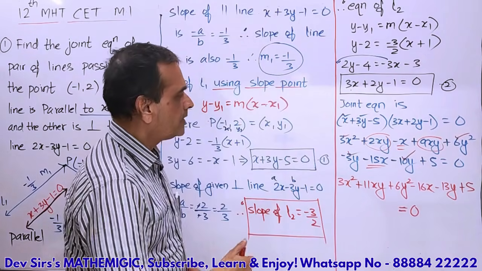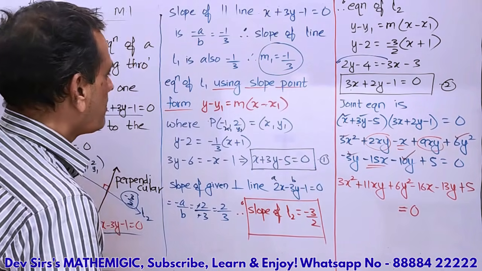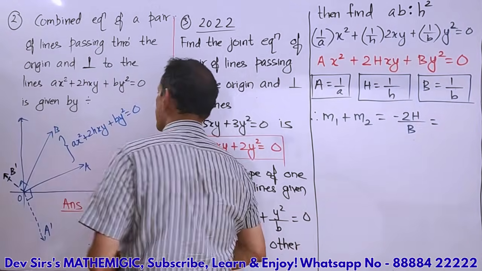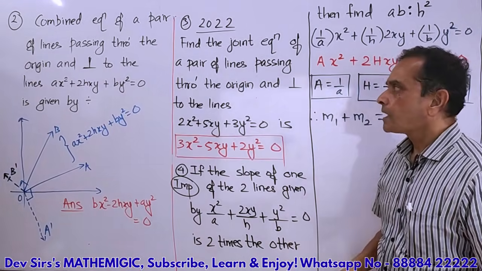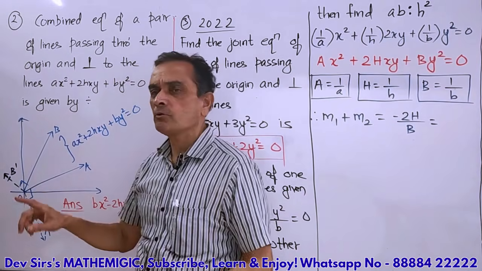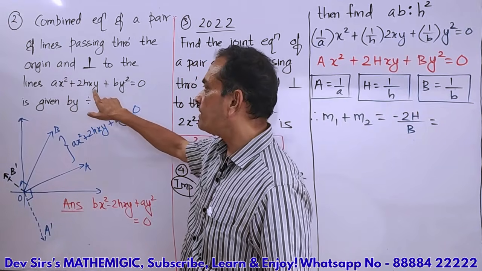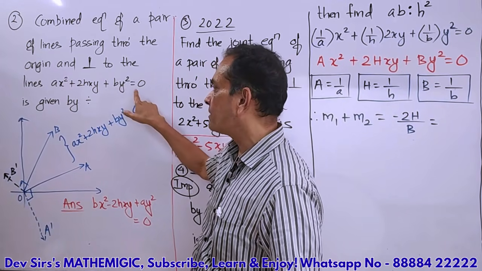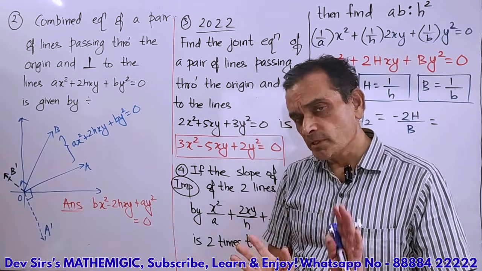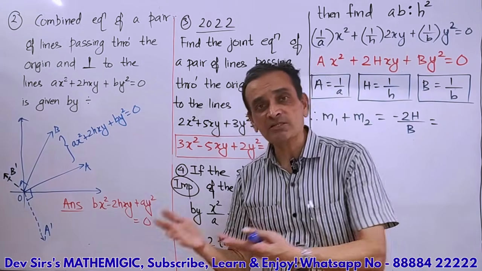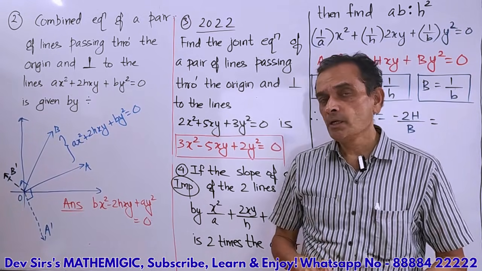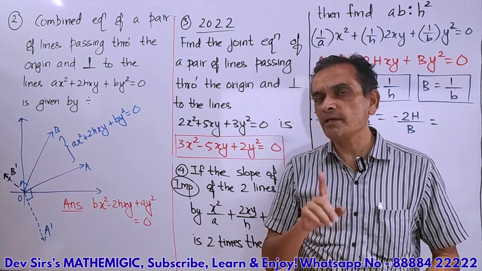Chalo, go ahead. Okay, so this is our second sum. Second problem, combined equation of a pair of lines passing through the origin and perpendicular to the lines ax squared plus 2hxy plus by squared equal to 0 is given by. 4 options were given. Now this is a problem as well as a formula. So देखो क्या है formula? It is similar to the earlier sum, लेकिन एक difference है.